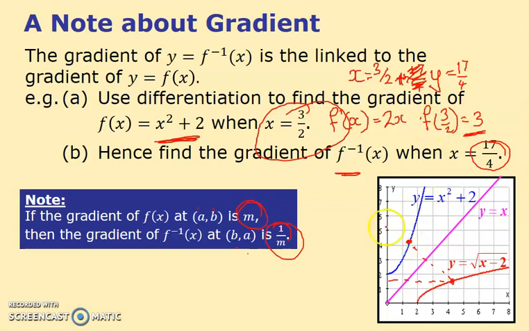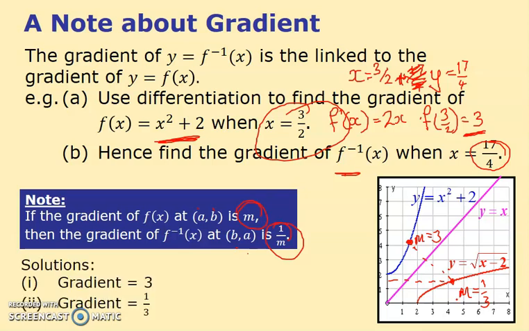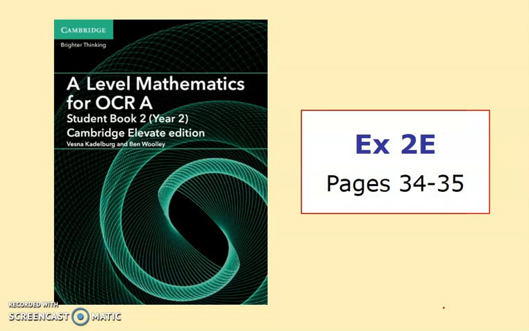Now, I found that the gradient here, m, was equal to 3. So I reckon here I can write m equals a third for this bit. Yes, that's what it is. So have a look at that. You might need some time working out what's going on.